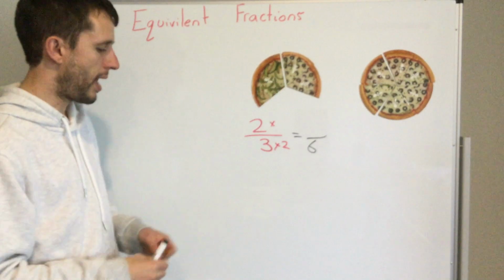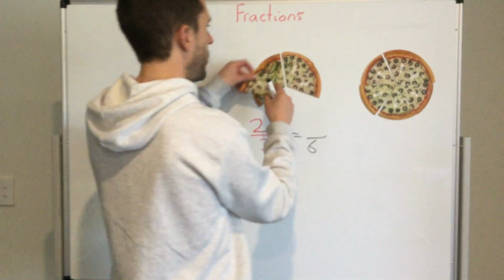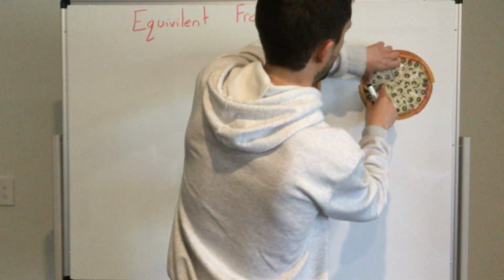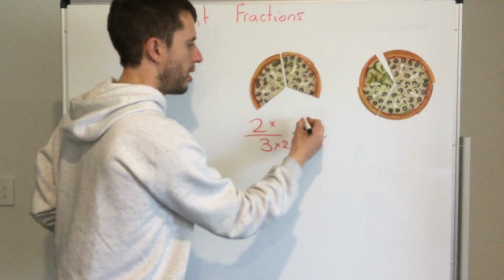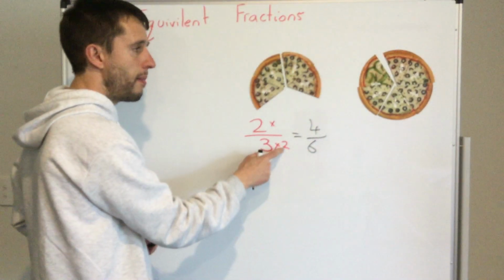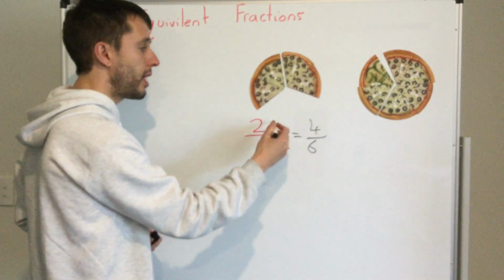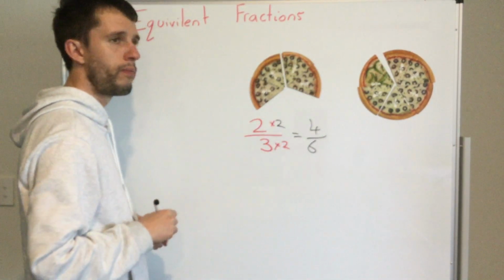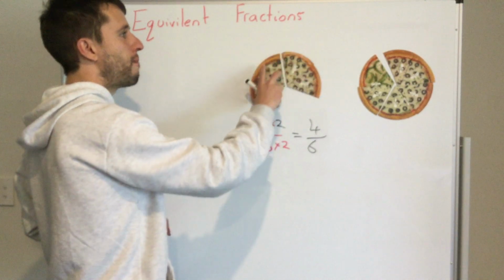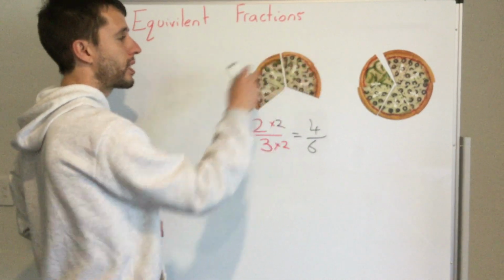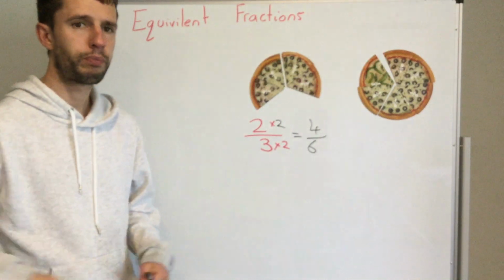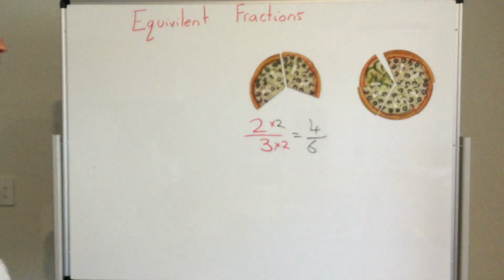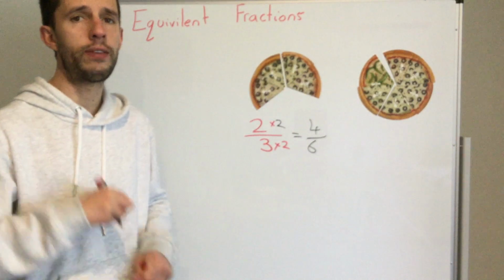How many pieces do I have? Well, I've got 1, 2, 3, and 4 pieces. Because I times the bottom by 2, so I times the top by 2. Because all it's saying, each of my pieces was cut into 2 pieces, so I'm multiplying it by 2. So 2 over 3 is the same as 4 over 6.